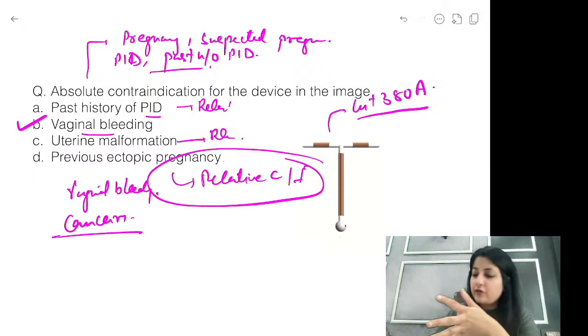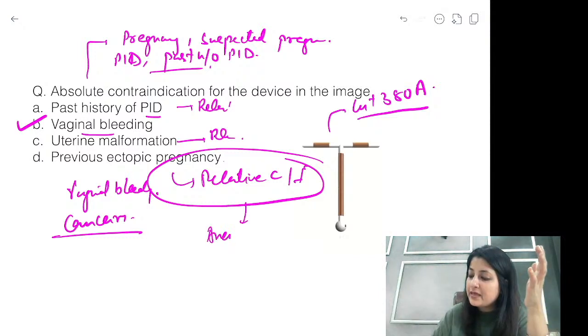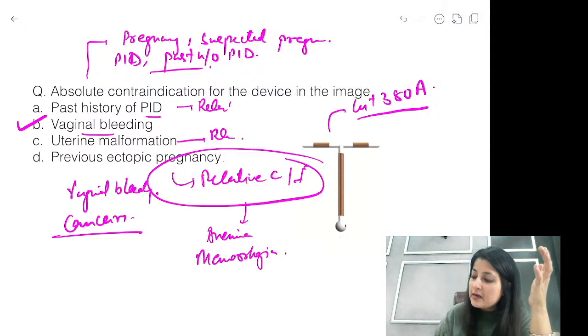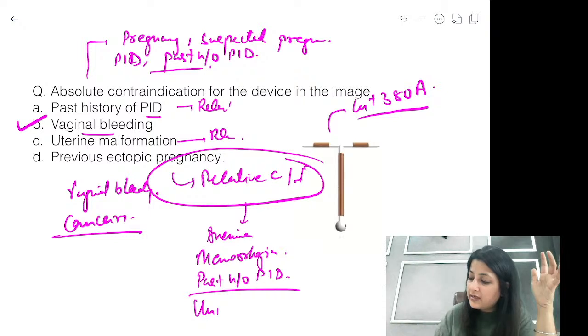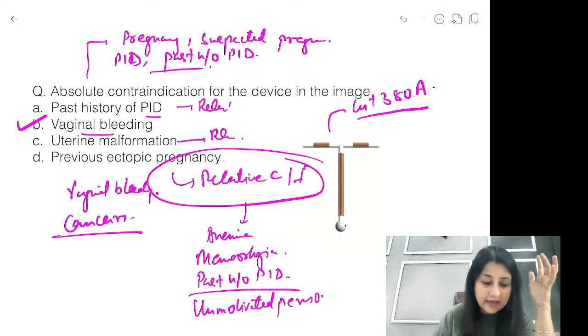All right. What are the relative contraindications? Anemia, menorrhagia, previous ectopic pregnancy, past history of PID, and an unmotivated woman, because they should feel for the thread every day.